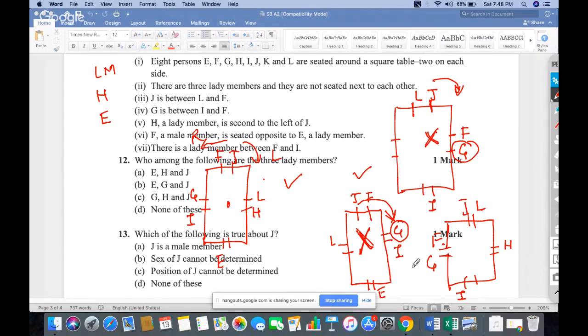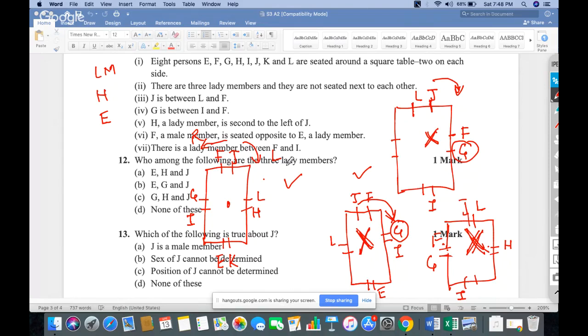So this case is already rejected. So see, in this case, opposite to F, H is sitting. So this is not possible. So I have only one case left out now, which is E, F, I, J. K is not here, so I'll put K here. So now let me find out the answer.